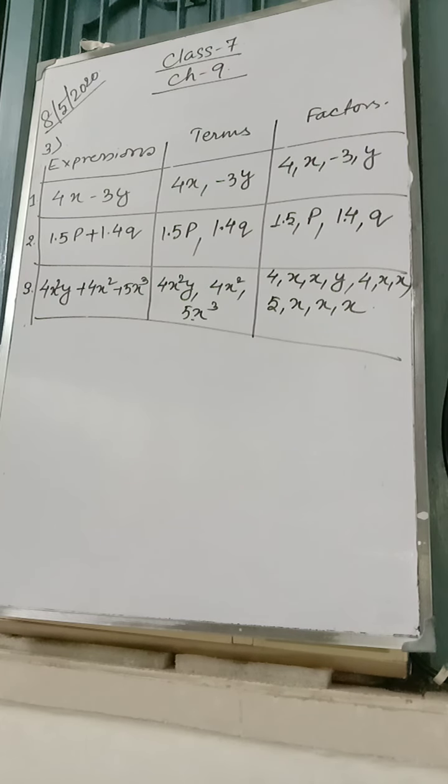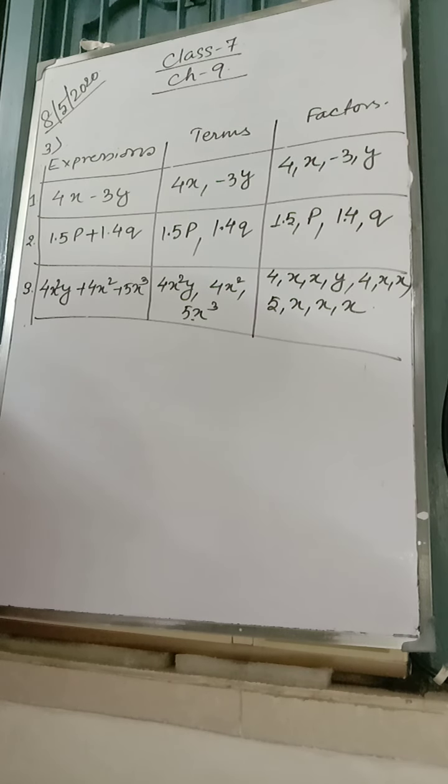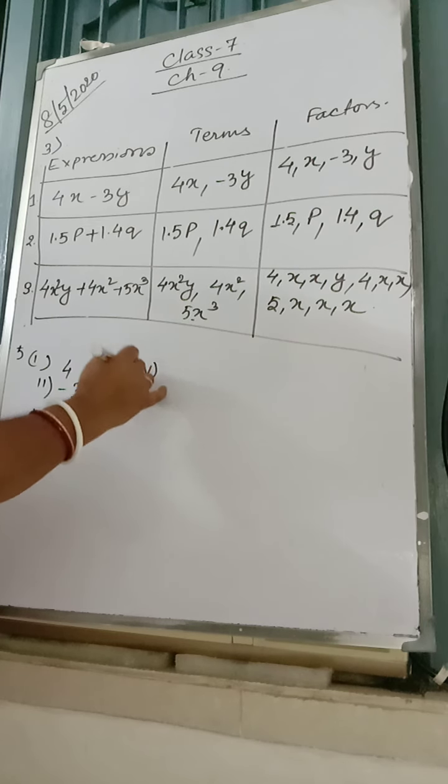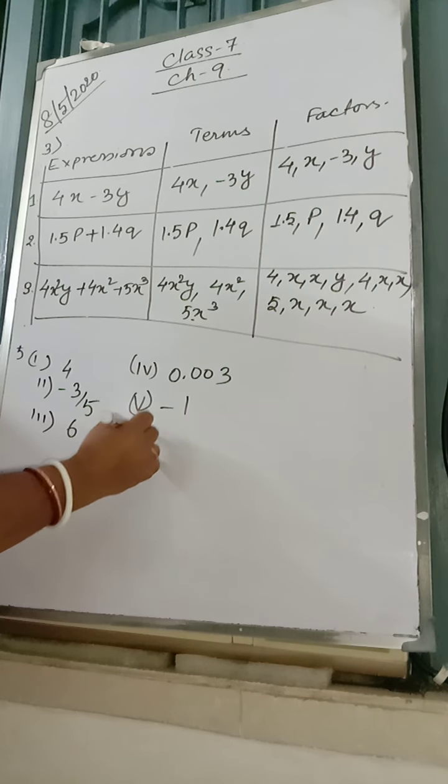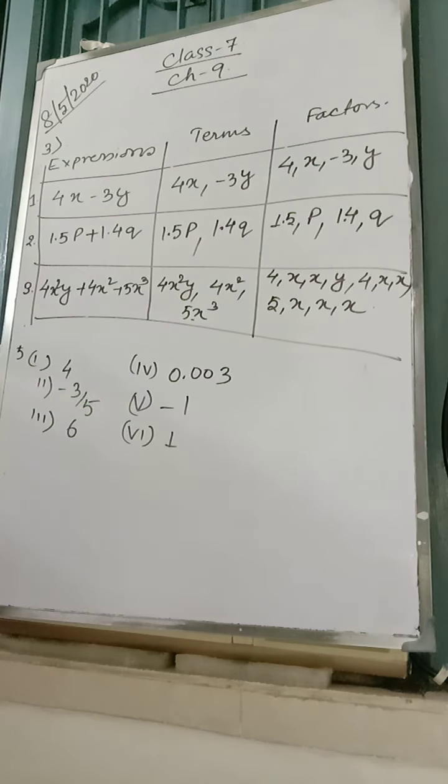Now, question number 5. Find the numerical coefficients of each of the following terms. So, whatever numbers are there in the terms, that will be the numerical coefficients. If you want, write it in the book only. So, number 5: 1 would be 4. 2 is minus 3 by 5. 3 is 2 3s are 6. 4 is 0.003. 5 is minus 1 and 6 is 1. These are the numerical coefficients which are present in the terms.